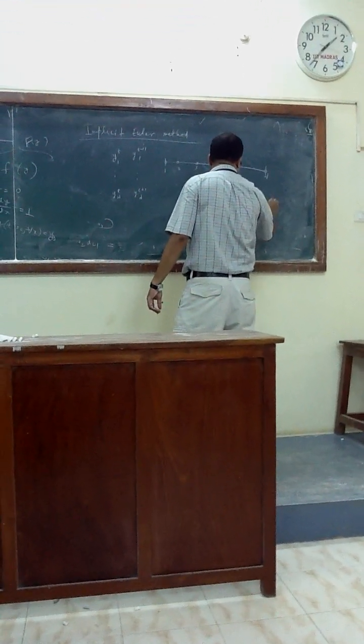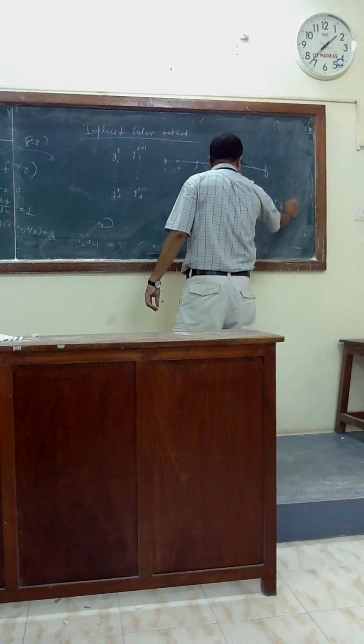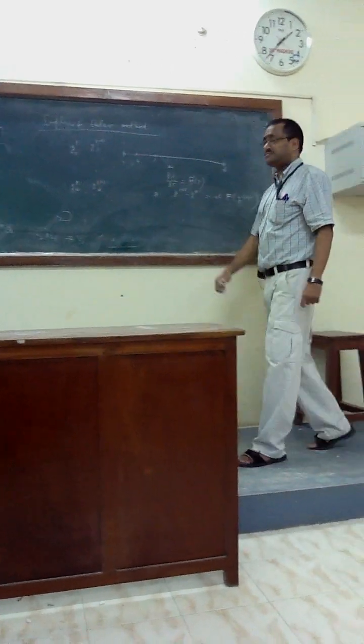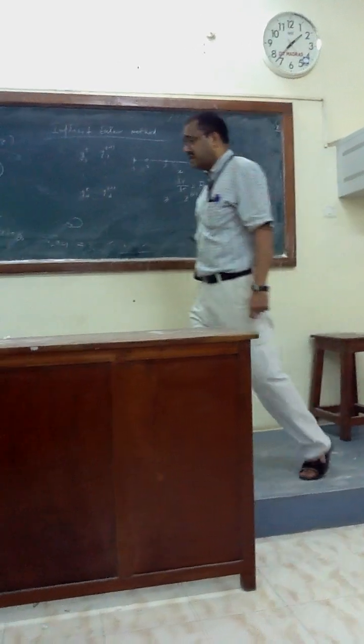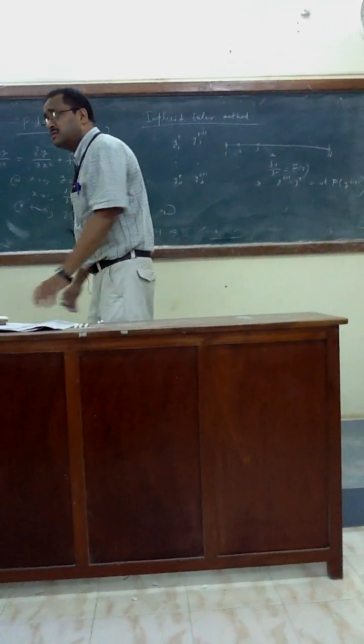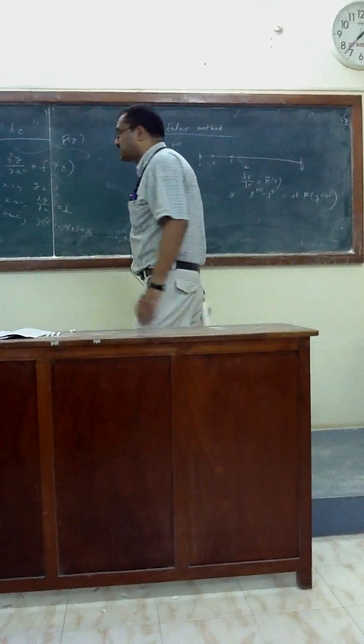This kind of problem came in the last time in the exam. I am solving the last time exam problem. I didn't do it in the class last time, but I am doing it. How to write residual Jacobian? You know everything.